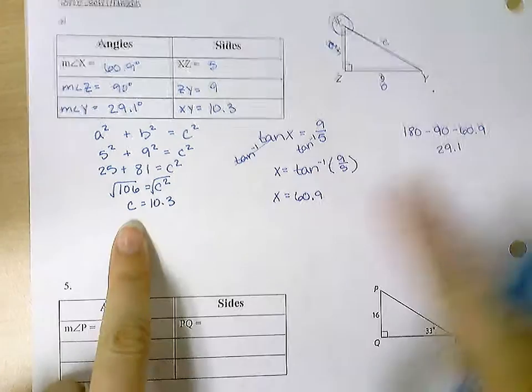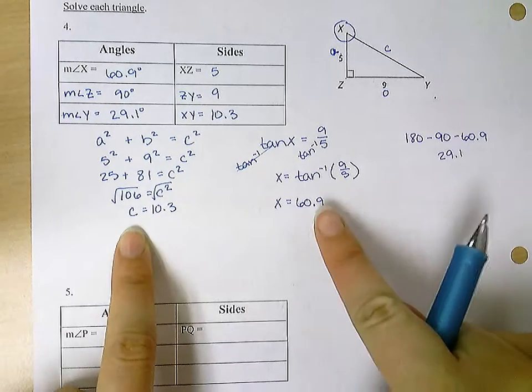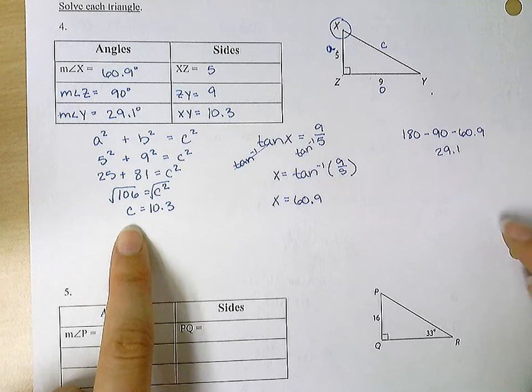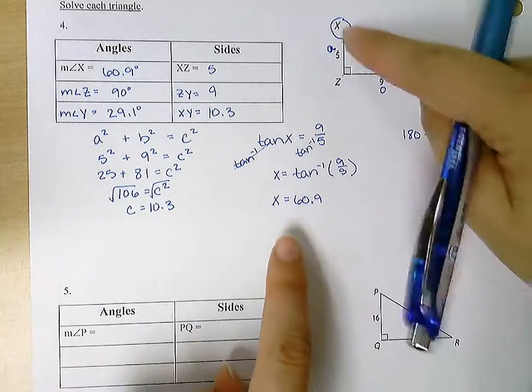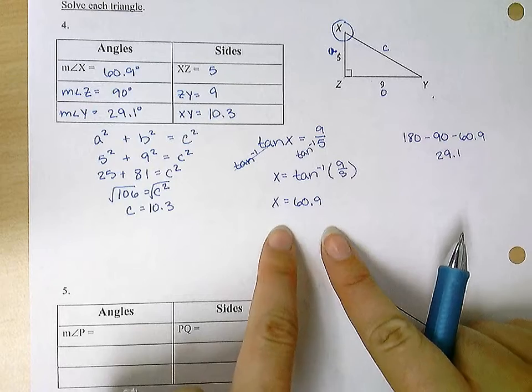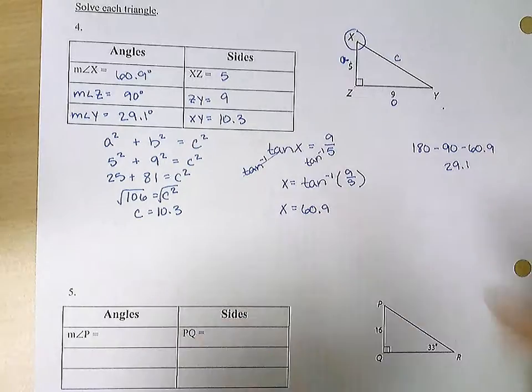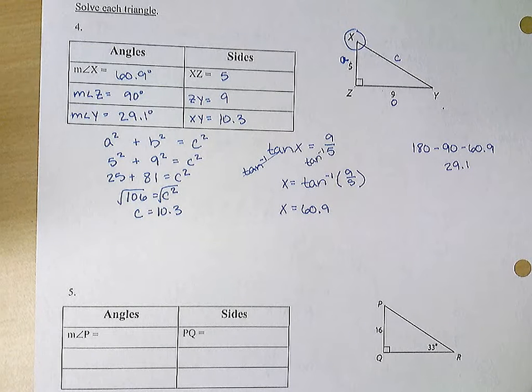So here I have it in order. First I found the side, then the angle, then the other angle. It doesn't always have to be in that order. If you know you have to find both angles and you solve for the angle first, fine. And then you solve for a side and then the other angle. It doesn't matter the order. That's just kind of how I do that one. So any questions? Just applying each thing that we've learned so far.